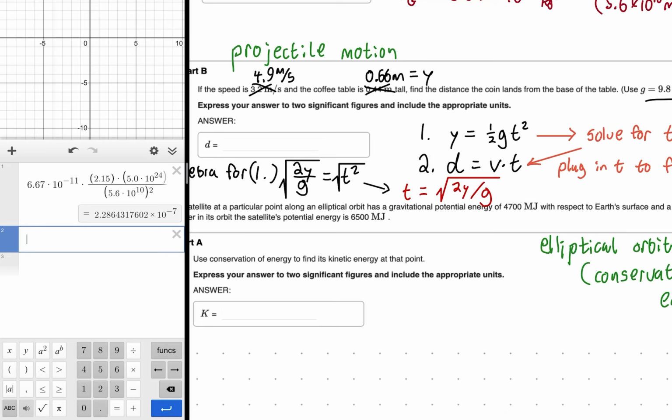All right, so let's take our square root, set it up there, a little button on Desmos, and then 2 times 0.66, because we're in the correct units. We don't have to convert from, say, centimeters. If we were told it was 66 centimeters, we'd have to convert to meters, by the way.